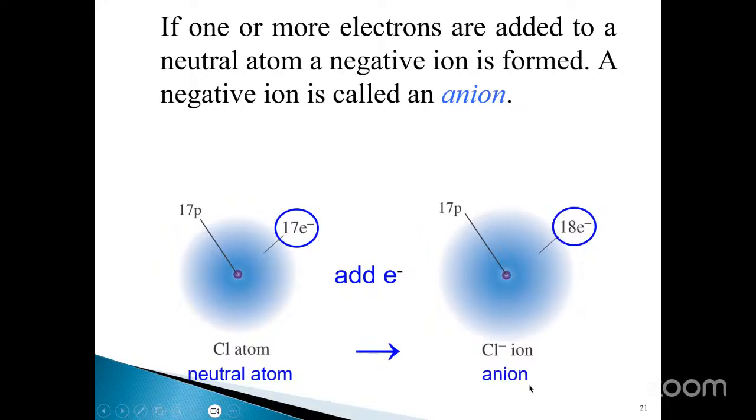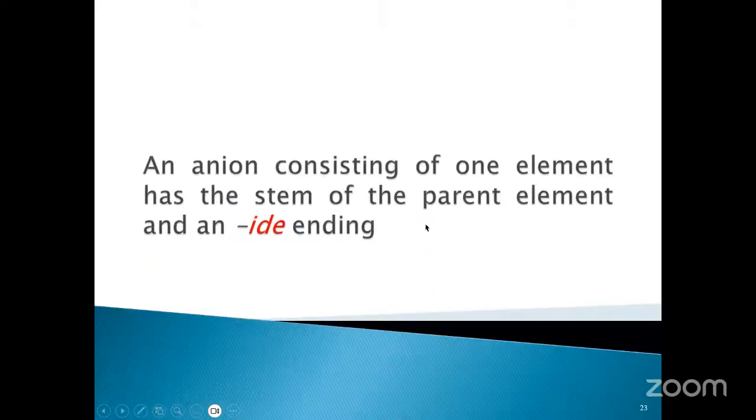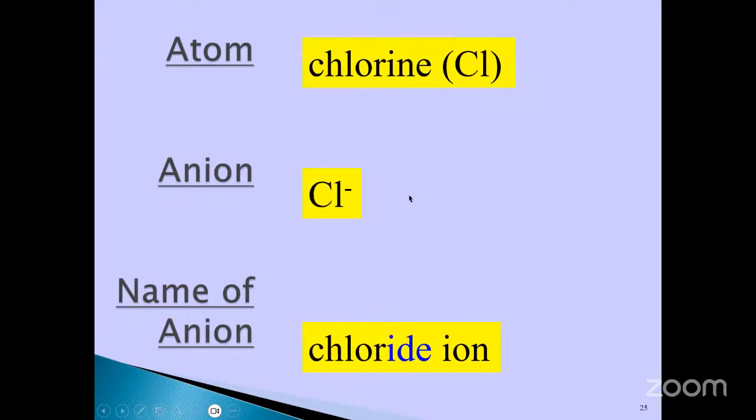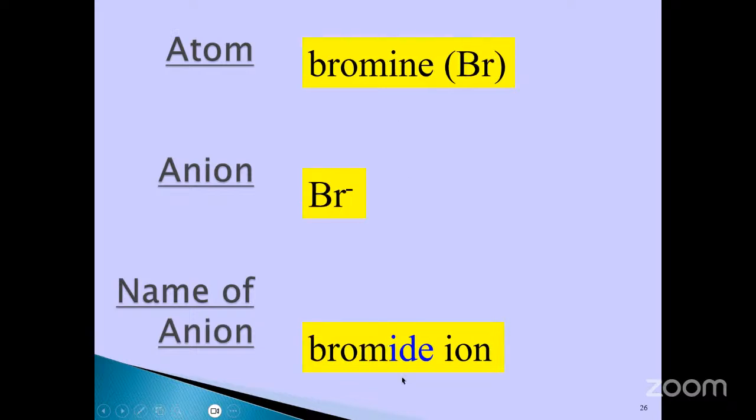Now, the rules for naming anions are a bit different from naming cations, all right? Basically, you start off with the stem of the name, the first part of the name of the particular element, and then it ends with IDE, all right? So in the case of chlorine, it becomes a chloride ion, all right? Now, in this case here, we're talking about fluorine. So when that gains an electron, it forms a fluoride ion, all right? So you have the stem of the name of the element, and then you have the IDE ending. Chlorine becomes the chloride ion. Bromine becomes the bromide ion.